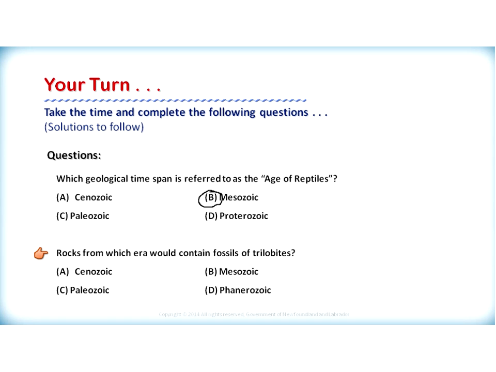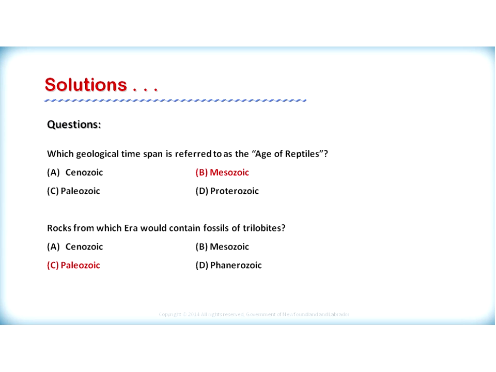If we look at the last question, it says rocks from which era would contain fossils of trilobites? So again, if we look at the different eras, the Cenozoic mainly had mammals dominating. Mesozoic had reptiles dominating. The Phanerozoic is an eon, so it doesn't fall into the classification of an era. Therefore, your Paleozoic would be your best answer. So, the era which contained fossils of trilobites would be C, the Paleozoic.